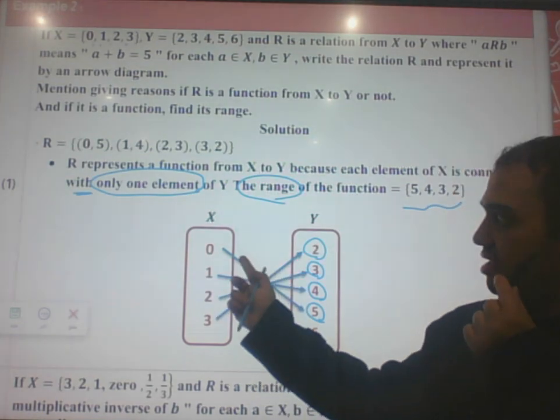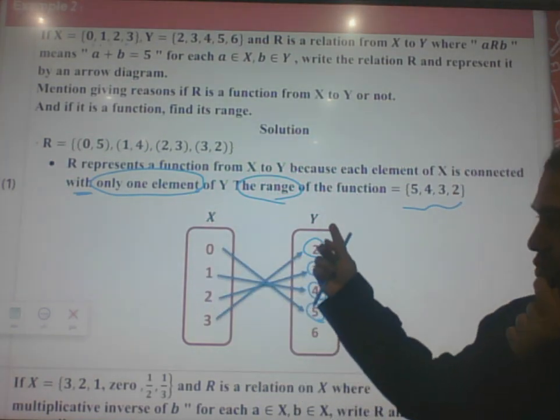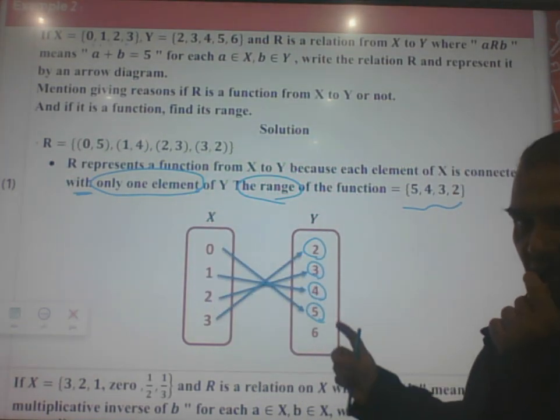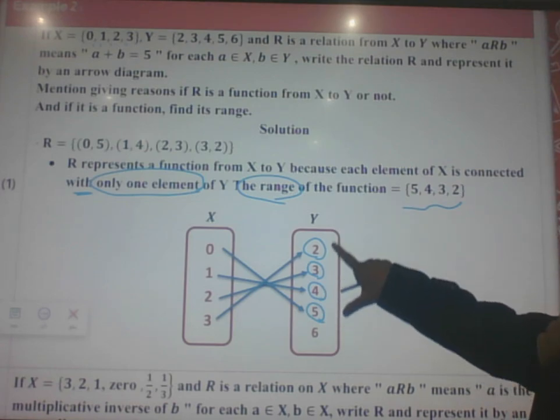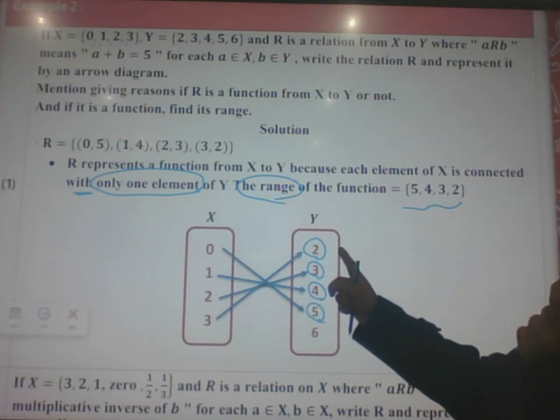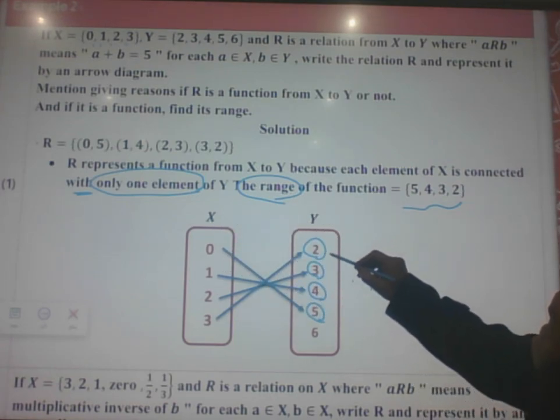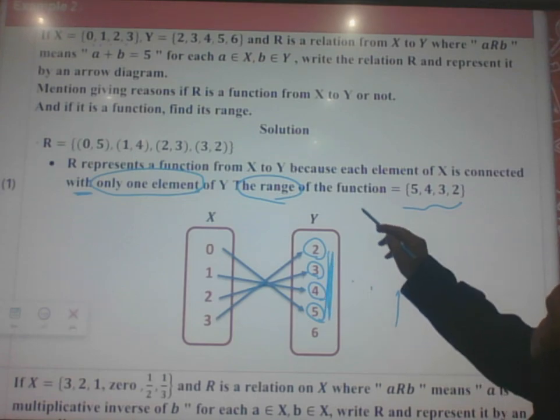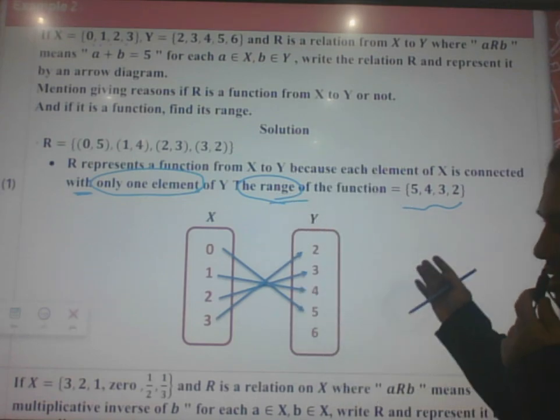The domain here, x is the domain, and y we call the codomain. Domain, codomain. And the range here we call the image. The image here we call the range. Okay, understood? Next question down.